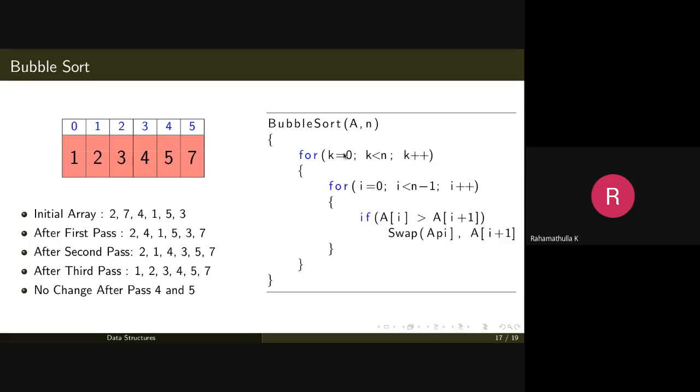This index k is used for each pass. For k is equal to 0, we'll be doing the first pass. And these statements we have already discussed. This is for comparing each element with the next element. And if this condition happens, then there will be a swap. So for k is equal to 1, it is the next pass. For k is equal to 2, it will be the next pass, and so on. So this is what bubble sort is. At each pass, you will get the largest element at that pass to its appropriate position.